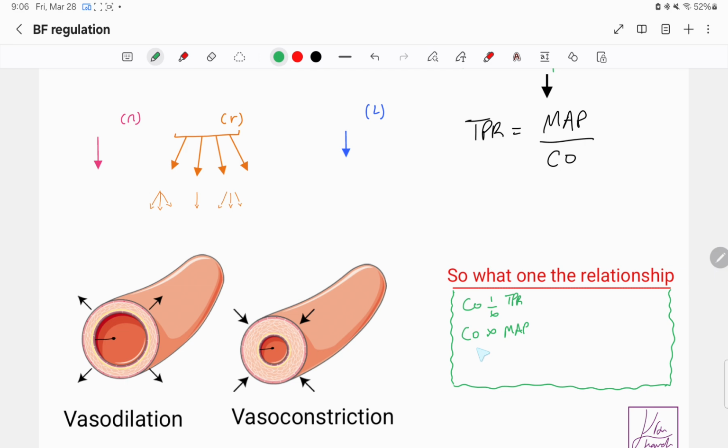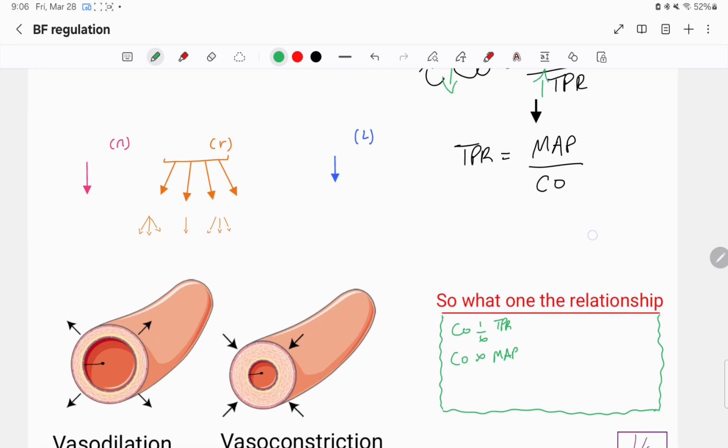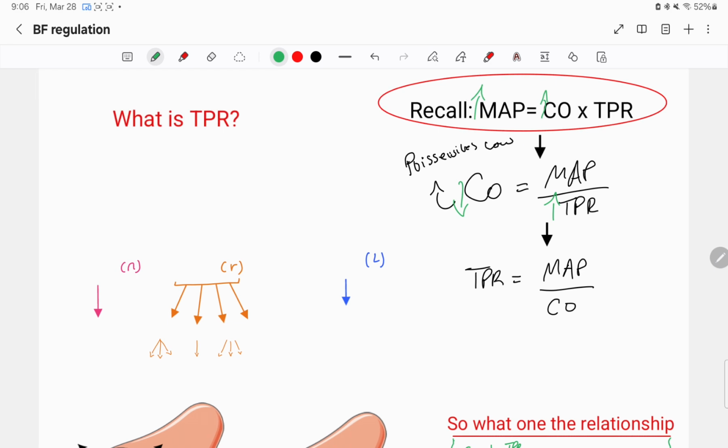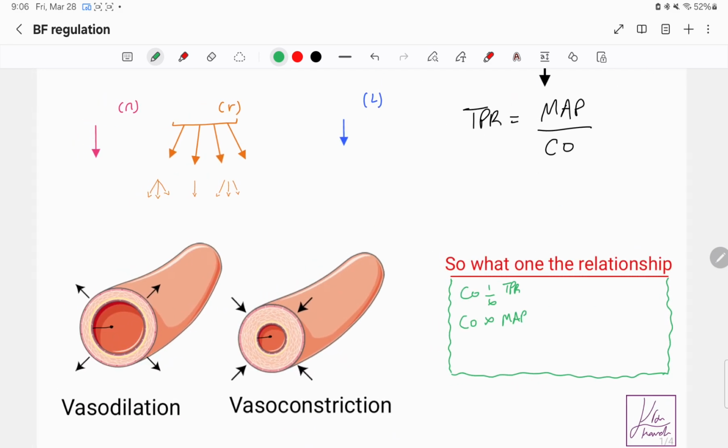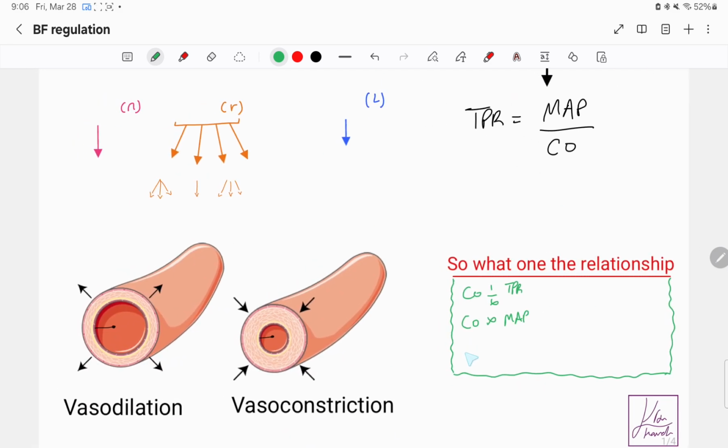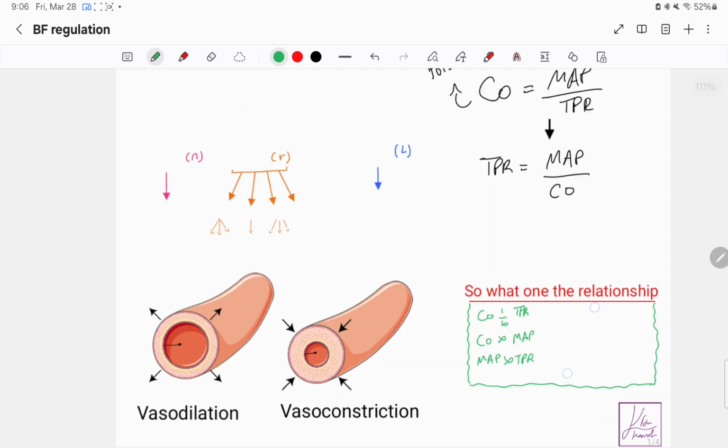And trust me, these relationships will come in handy throughout the video. We're going to keep talking about them. What about mean arterial pressure and TPR? Again, look no further. If the TPR increases, the mean arterial pressure increases. So you're seeing these relationships already pretty easily. And again, we can write down that mean arterial pressure and the TPR are directly proportional.